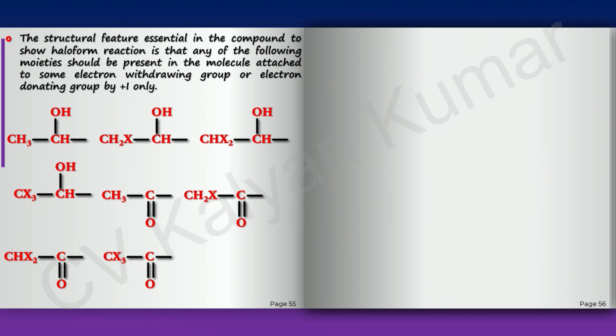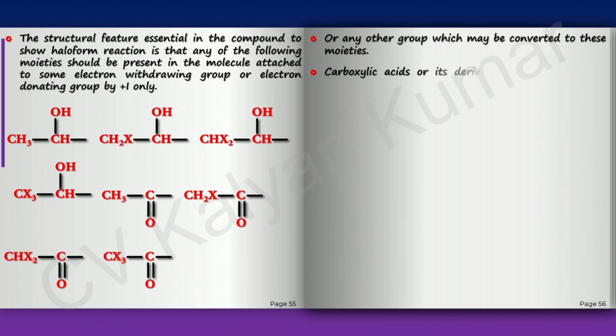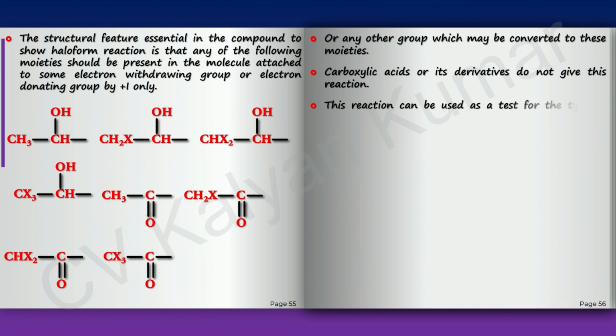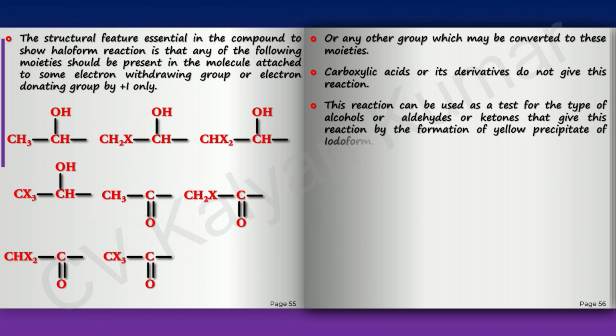Or perhaps even those groups which can be converted to these in the presence of NaOH or I2. So if there is anything that can convert any compound into these, even that will give, but the reagent has to be the same. Now, carboxylic acids and their derivatives will not give this test, as there is a lone pair conjugation with the double bond O. Now, this reaction can be used as a test for the type of alcohol or aldehyde or ketone that gives this particular reaction, by the formation of a yellow precipitate of iodoform.